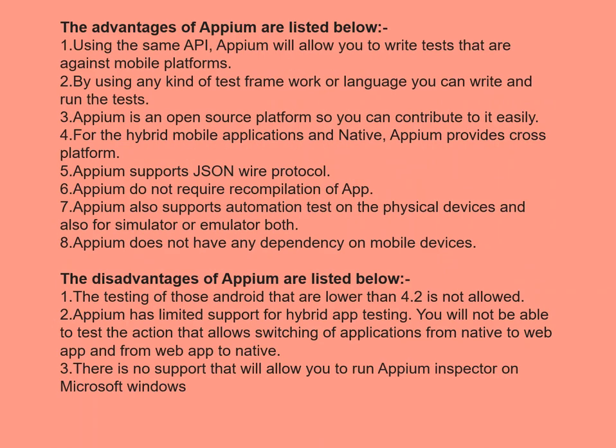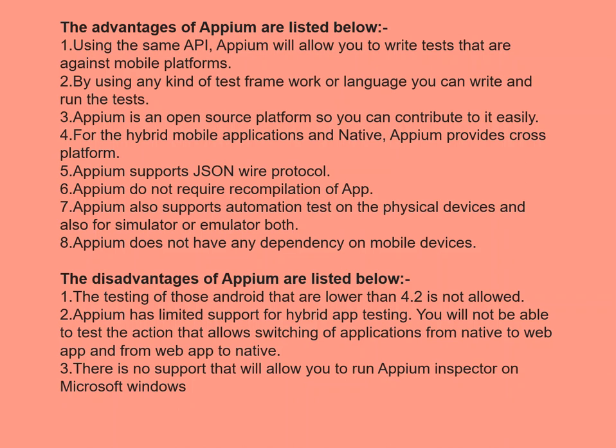Some of the advantages and disadvantages of Appium. Using the same API, Appium allows you to write tests against multiple platforms. By using any kind of test framework or language, you can write and run the test. Appium is an open source platform, so you can contribute. For hybrid and native applications, Appium provides cross-platform support also. The main advantage is that Appium supports the JSON wire protocol. Appium does not require any recompilation of the app, and it does not have any dependency on mobile devices. There are many more, but I have only taken some.